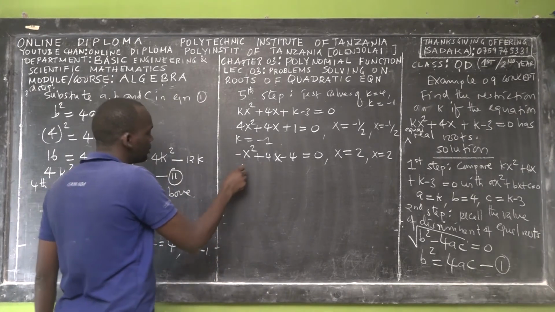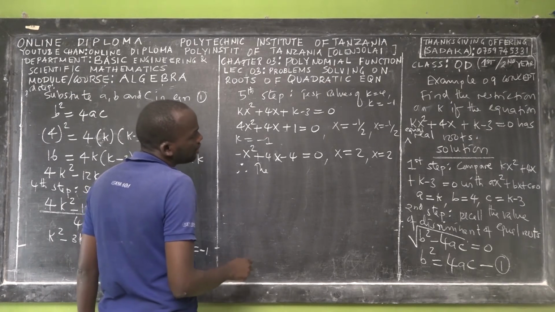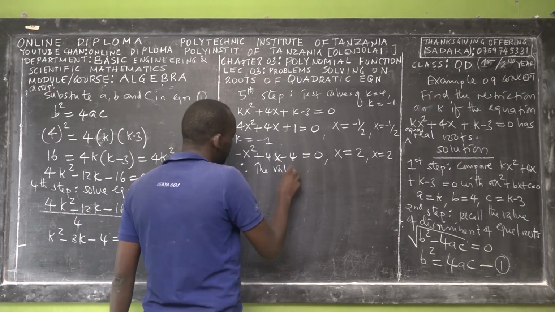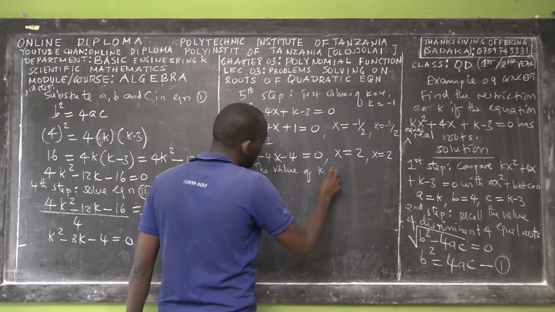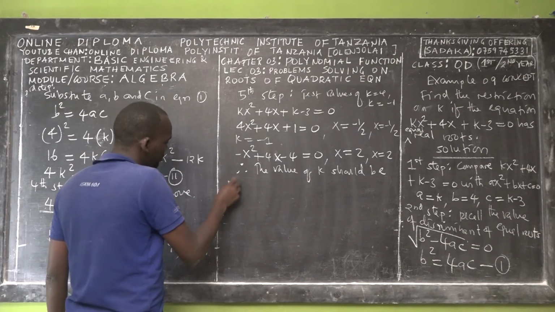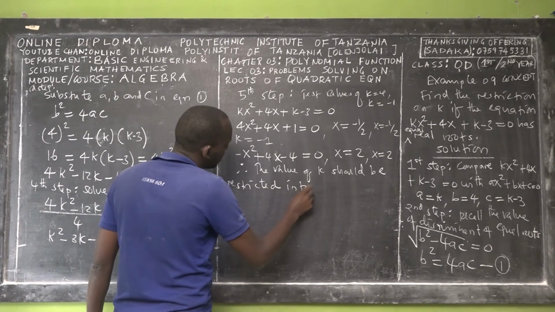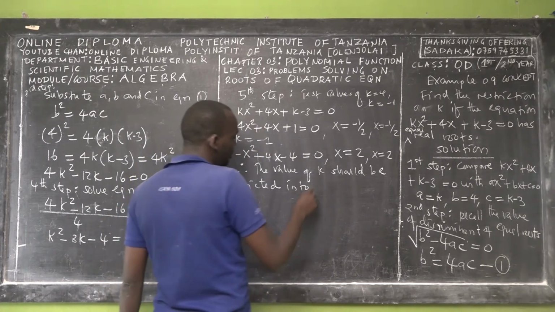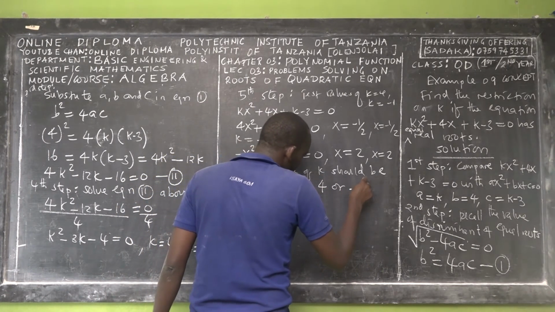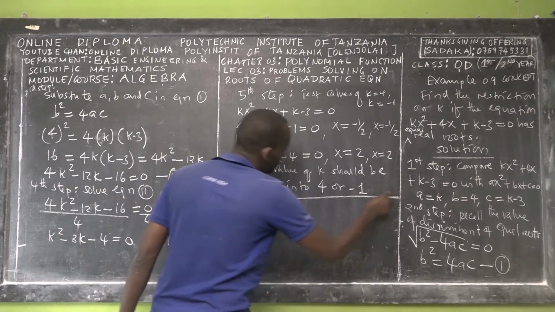So therefore, we say that the value of k should be restricted to 4 or -1 for each to have equal roots.